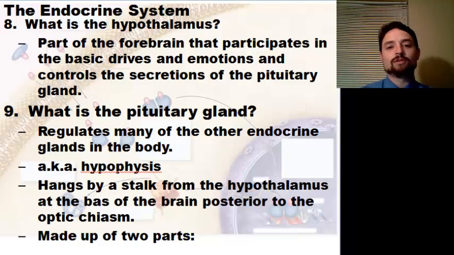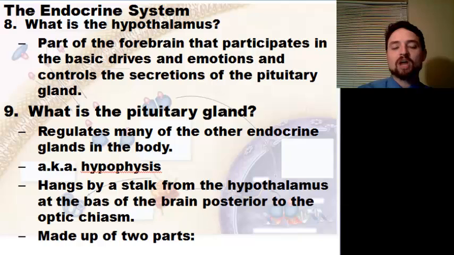All right, so the last little bit here is, what is the hypothalamus? Hypothalamus is part of the forebrain that participates in the basic drives and emotions and controls the secretions of the pituitary gland, which is directly below it. Which brings up the question then, what is the pituitary gland? This regulates many of the other endocrine glands in the body. It's also called the hypophysis. We'll look at that in a minute.